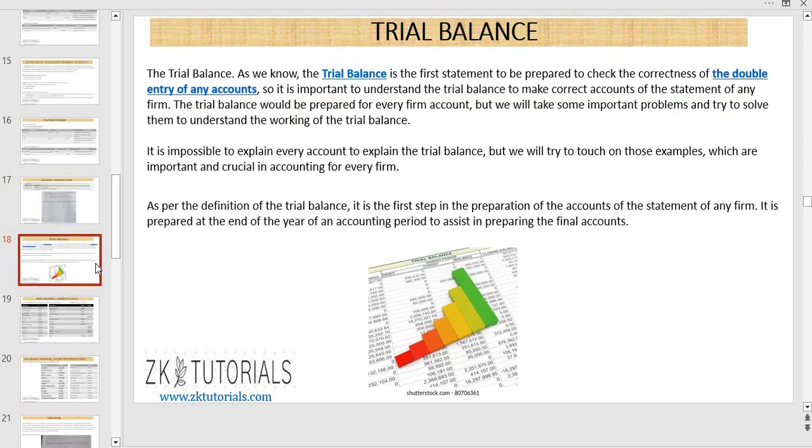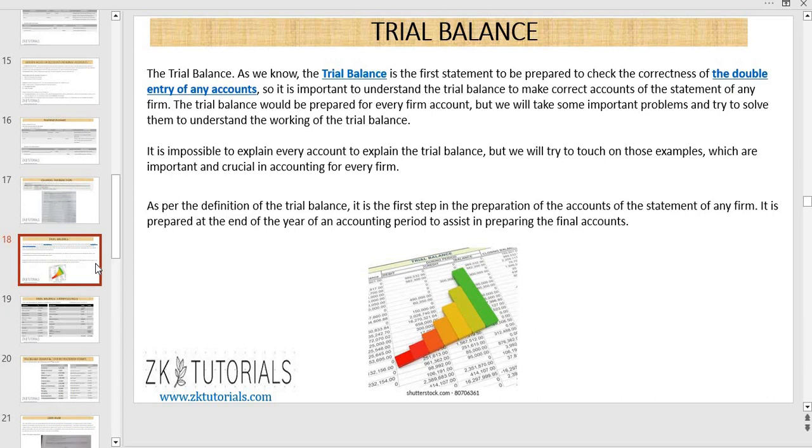So the next topic is trial balance. As we know, the trial balance is the first statement to be prepared to check the correctness of the double entry of any accounts. So it is important to understand the trial balance to make correct accounts of the statements of any firm. It is impossible to explain every account to explain the trial balance, but I will try to touch on those examples which are important and crucial in accounting for every firm.